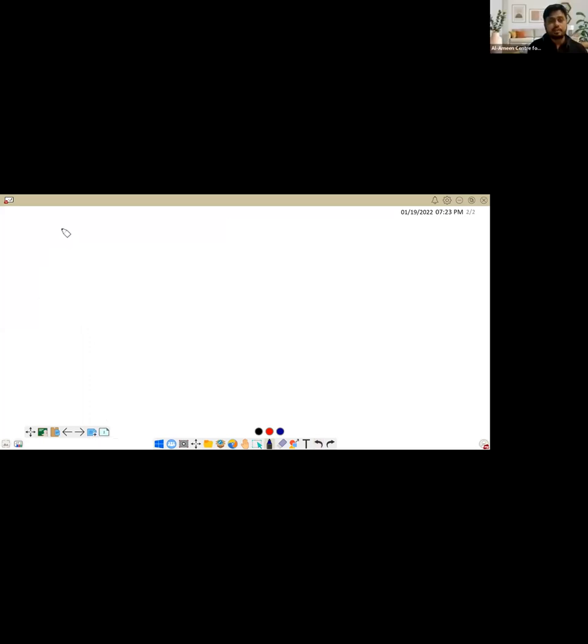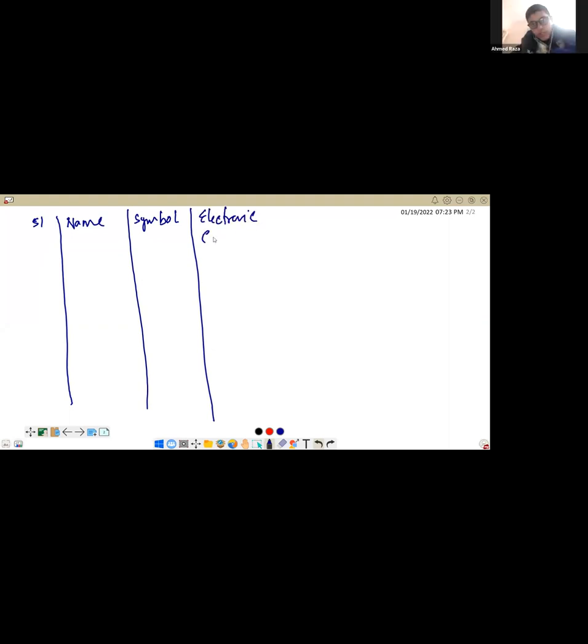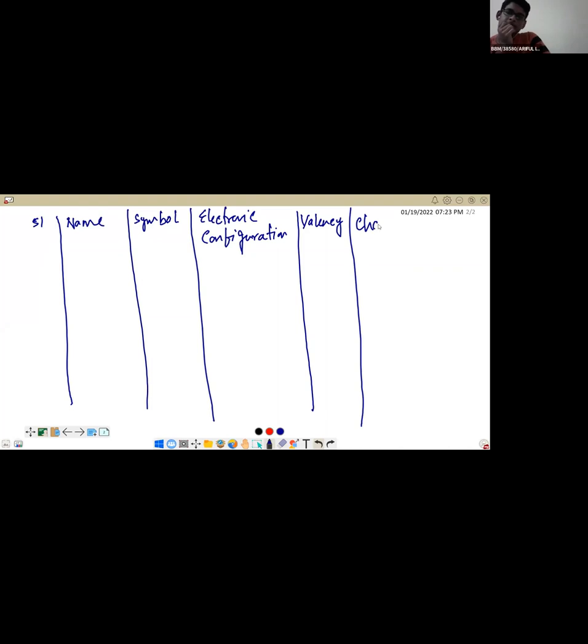It's my suggestion to all the students, before doing these things, you should know about electronic configuration. So simply you should make a chart like this. This is the serial number, then the name of the element, then the symbol, then electronic configuration, and then valency, then charge, and then nature. Nature means whether it's metallic or non-metallic. I'm just giving one example of this.